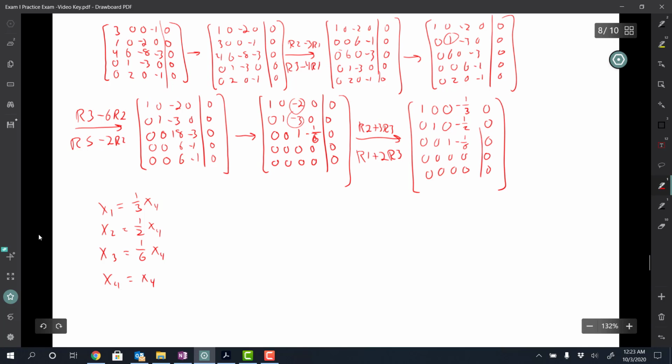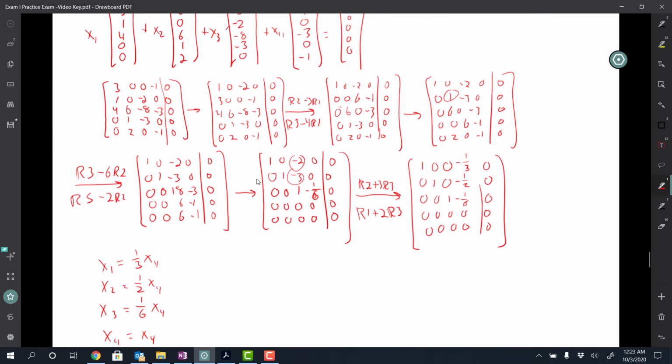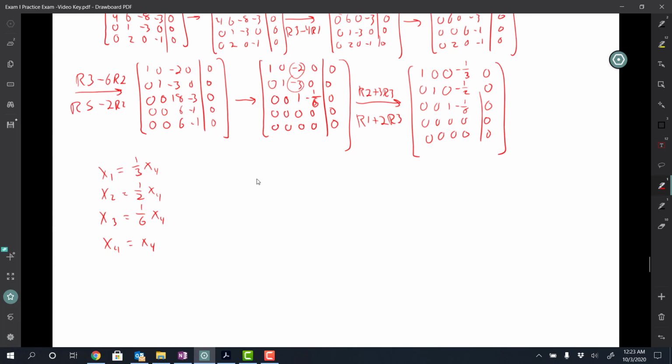All right, so now we have our parametric form of the solution. And the last thing we do is balance the equation. So to balance the equation, we're going to choose the smallest value of x4 that's going to lead to all integer solutions. So I'm going to let x4 equal 6 in this case. That means that x3 will be equal to 1, x2 will be equal to 3, and x1 will be equal to 2.